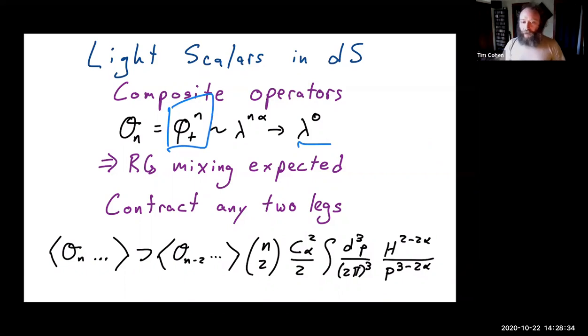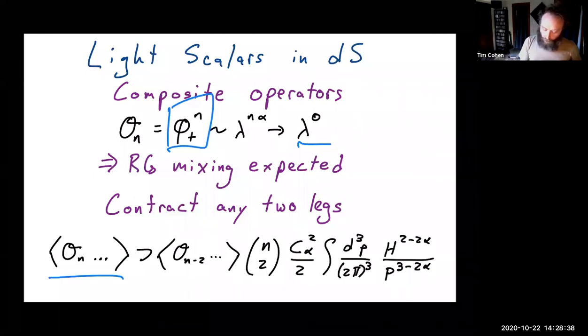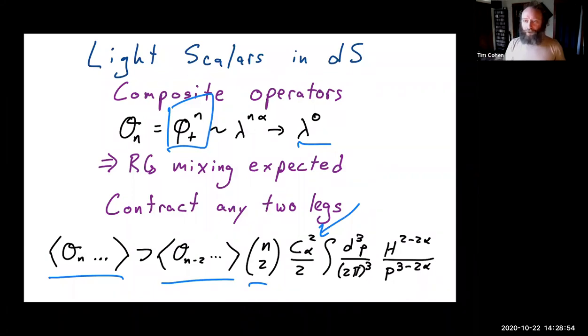So if you contract any two legs, the way these rules work, you start with some correlation function that includes the operator On. You contract two legs, you go On minus 2. There's some combinatoric factors. And then I think I flashed the C alpha thing on one slide. This is just the coefficient of the stochastic initial conditions, and this comes from actually using those initial conditions when you do the contraction.